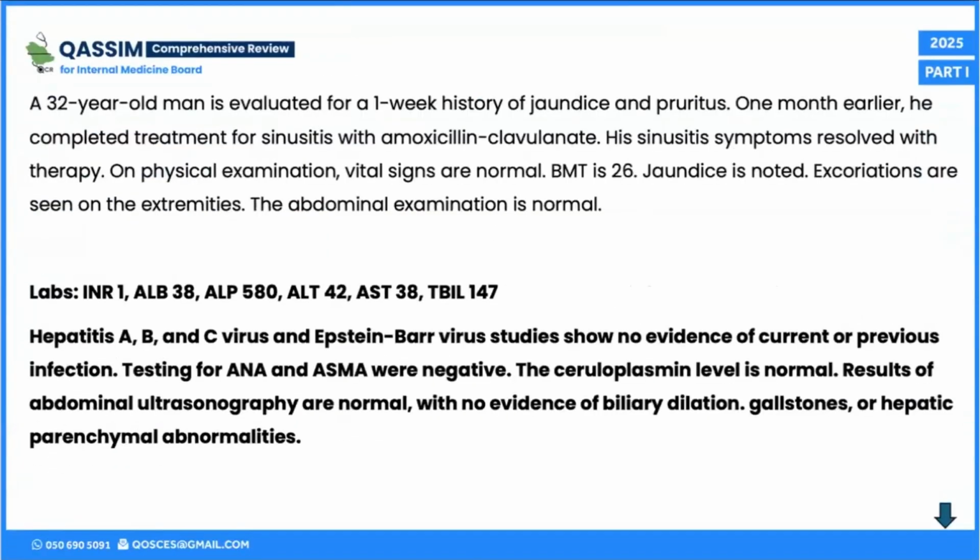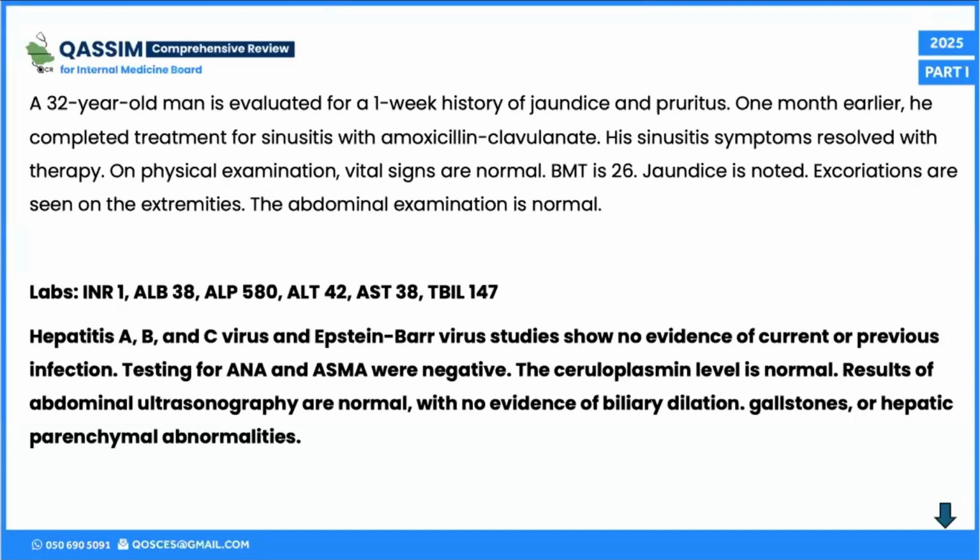Okay, next question. A 32-year-old man is evaluated for a 1 week history of jaundice and pruritus. 1 month earlier, he completed treatment for sinusitis with Augmentin. His sinusitis symptoms resolved with therapy. On physical examination, vital signs are within normal. He's overweight.